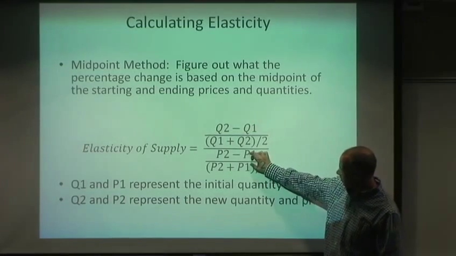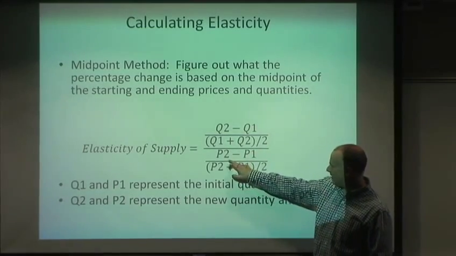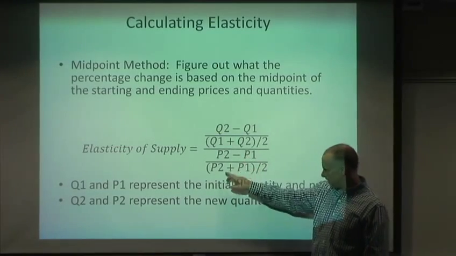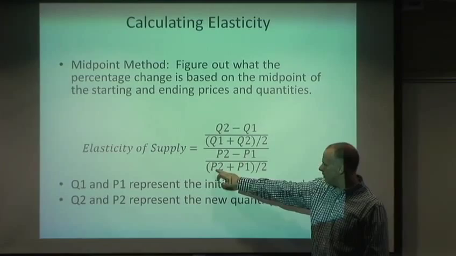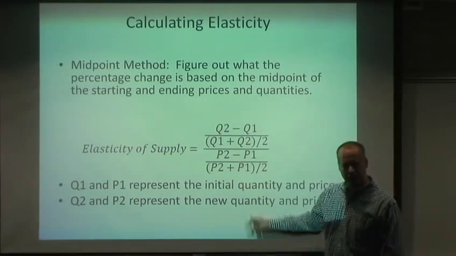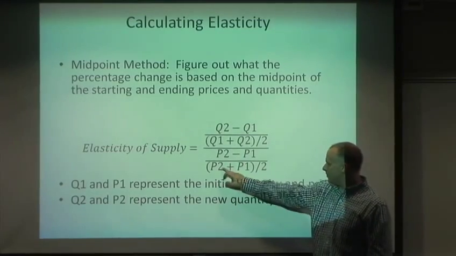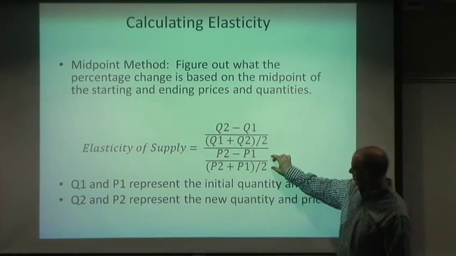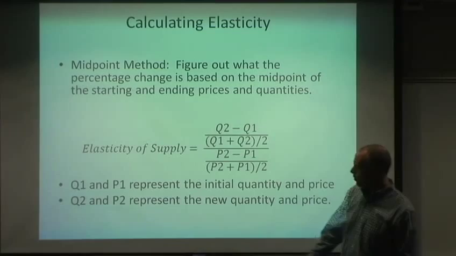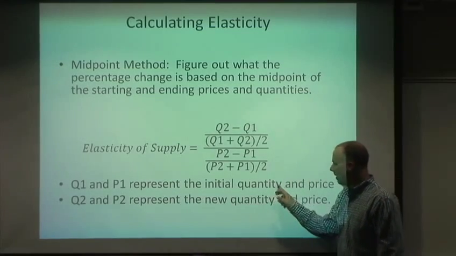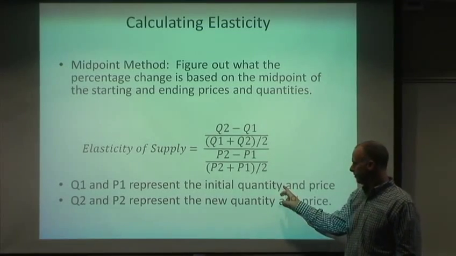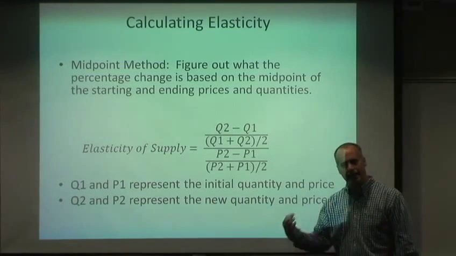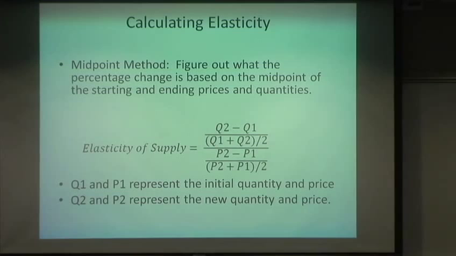We do the same thing for price. If it goes from $4 to $5, then we say that's a $1 change, 5 minus 4. And our price that we use to form the denominator is the average of 4 and 5, 4 plus 5 divided by 2. And that will give us our number on the bottom. So Q1 and P1 represent the initial quantity and price, where we are on the supply curve. Q2 and P2 represent the new quantity and price, where we end up on the supply curve.